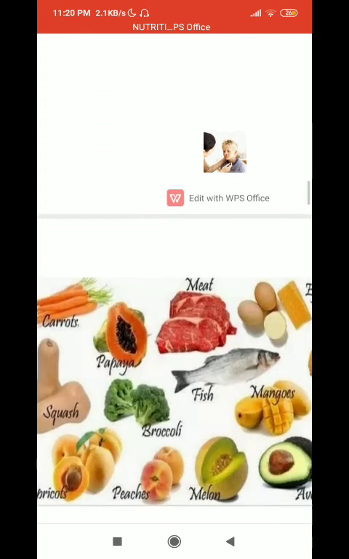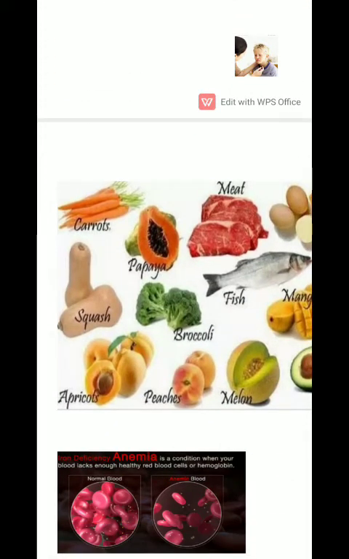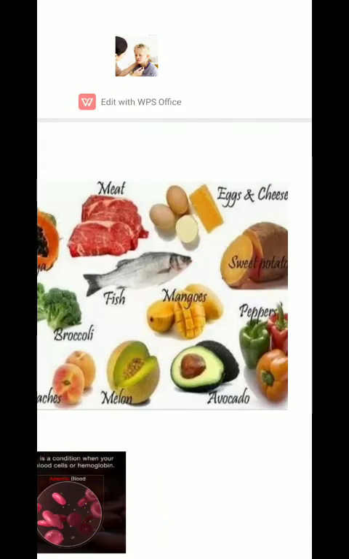The foods which we should eat to prevent night blindness are carrots, papaya, squash, apricots, peaches, broccoli, melon, meat, fish, eggs, cheese, sweet potatoes, mango, pepper, avocados. Now, treatment for night blindness will depend upon its cause. A treatment may be as simple as getting new glasses prescribed by the doctors.